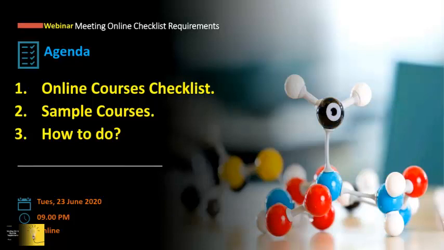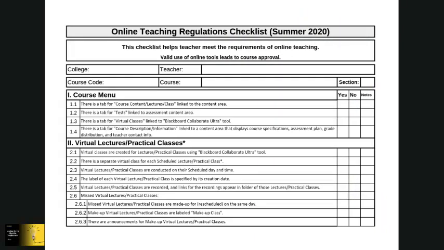Let's start with the checklist, the regulation, as we call it, and this is the one Dr. Hashim was explaining in the meeting we had last Friday. As you can see, it is divided into four categories. The first category is about some items that must be there in the course. Then some items related to virtual lectures, or what they call practical classes.